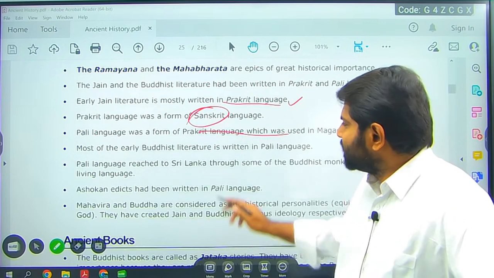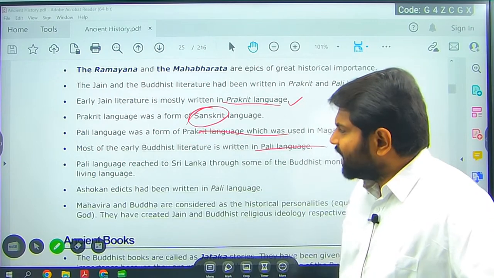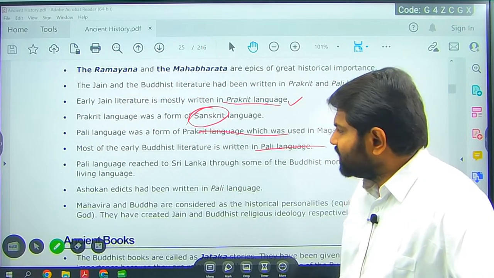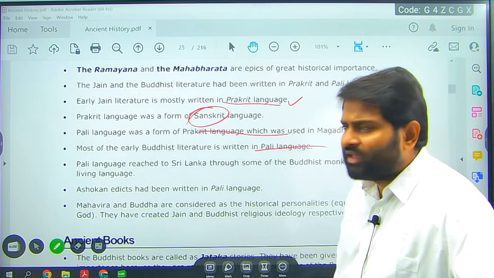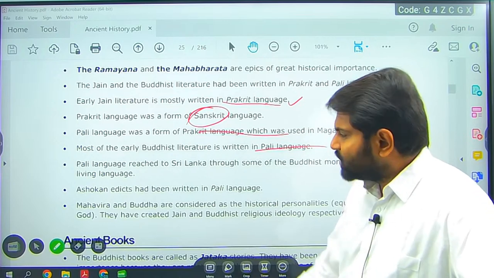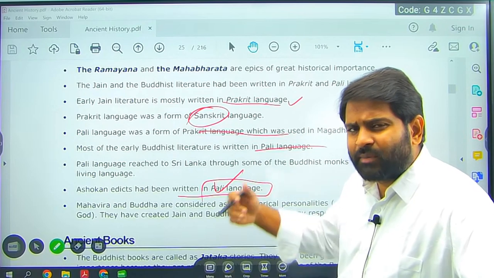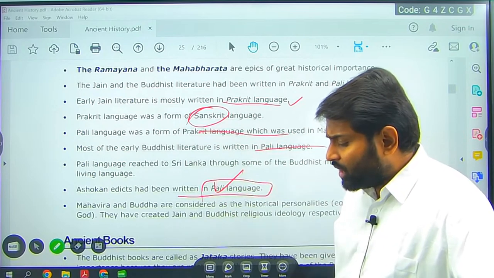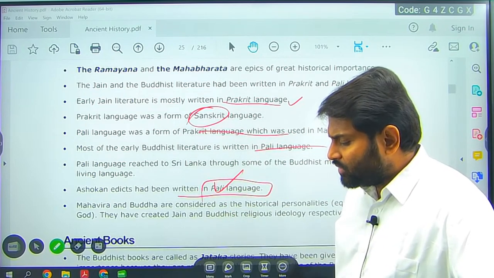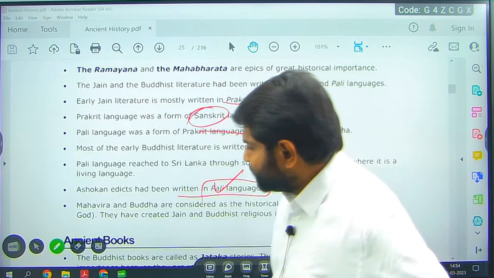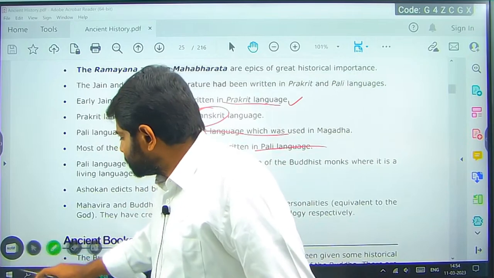Most of the early Buddhist literature is written in Pali language. Pali language reached Sri Lanka through some of the Buddhist monks who lived with that language, where it is a living language even now. Ashokan edicts had been written in Pali language most of the time, except those in the Gandhara region, which were written in Aramaic and different foreign languages, Greek and Aramaic.